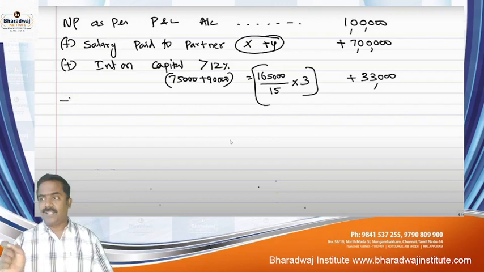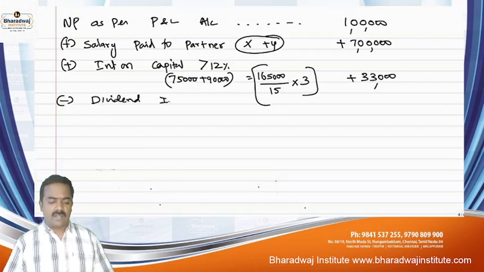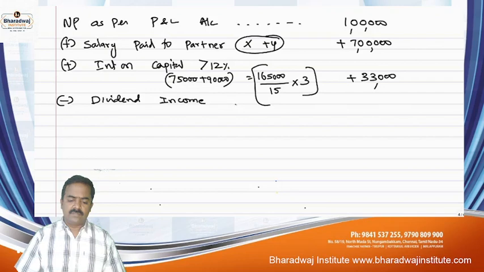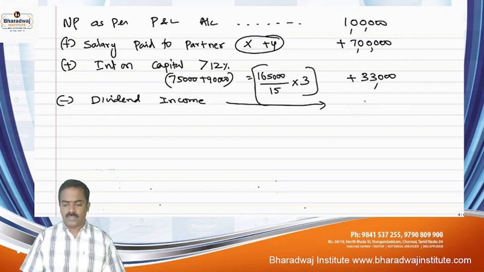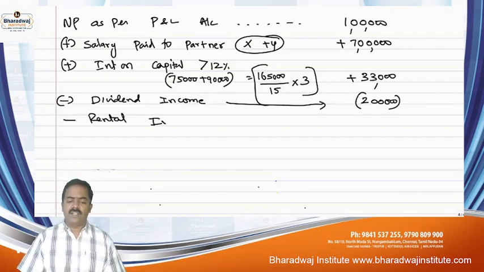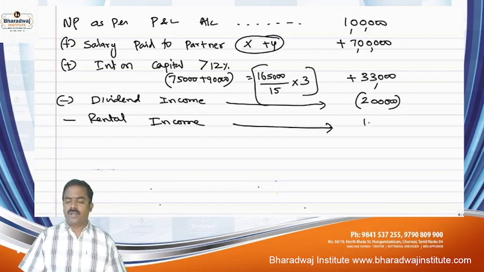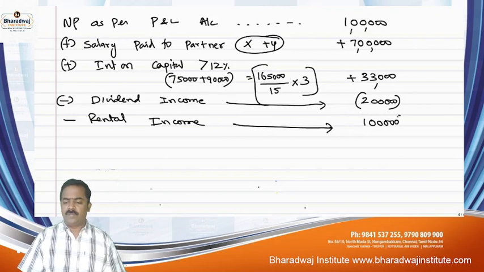Then less: which one will you reduce? Incomes belonging to other heads. What are the incomes belonging to other heads? Dividend income, 2 lakhs. Then the next one, rental income, 1 lakh. That will go to other heads of income, eliminated.